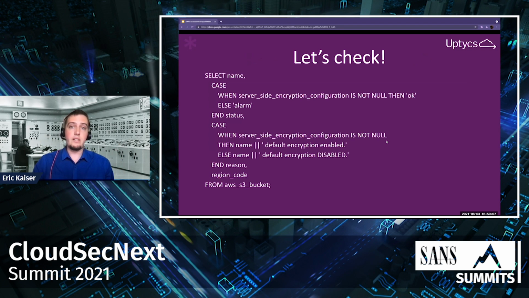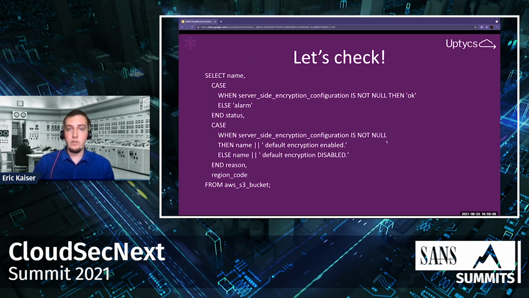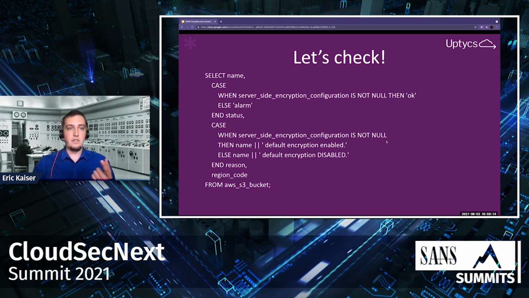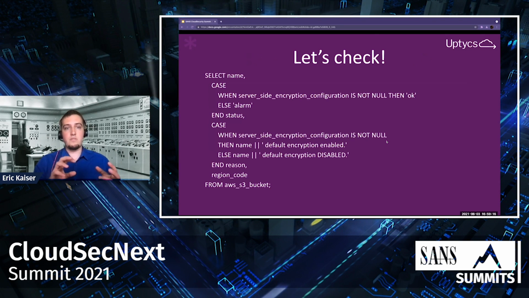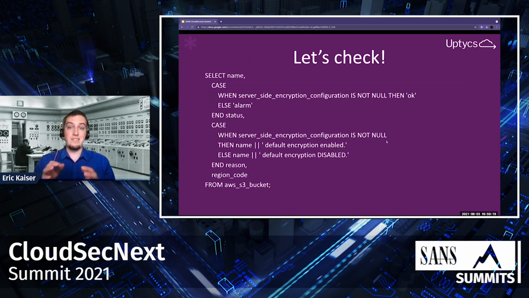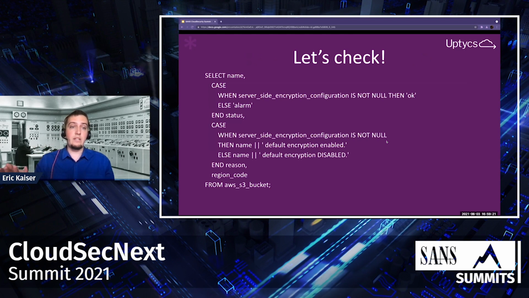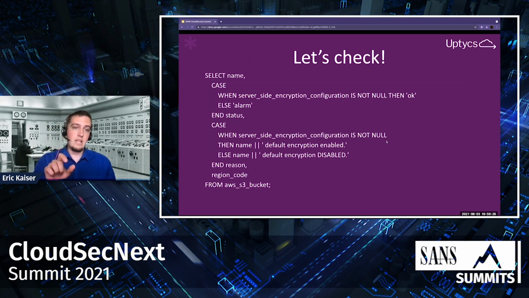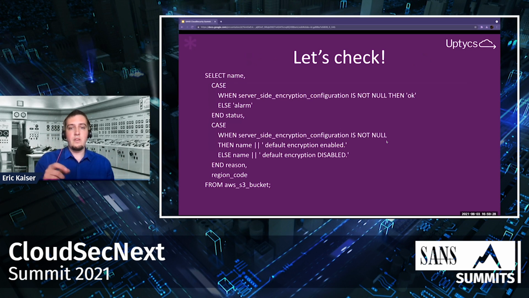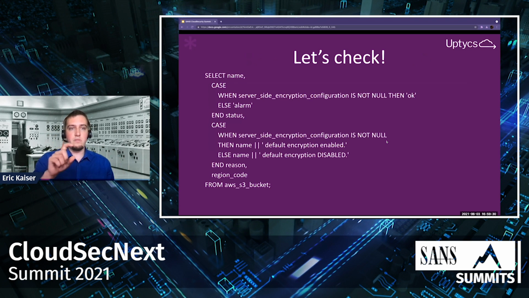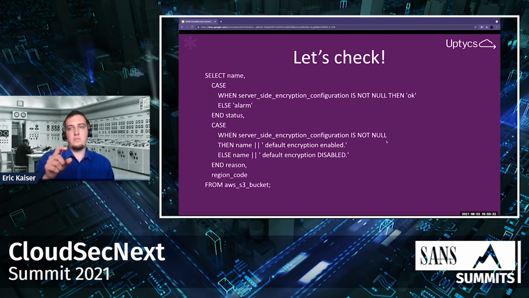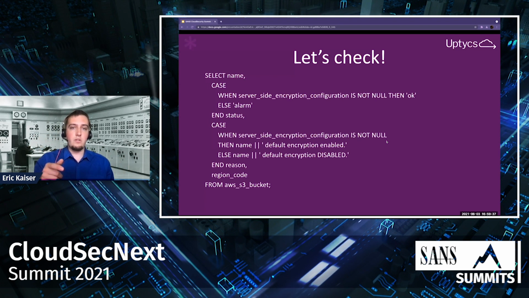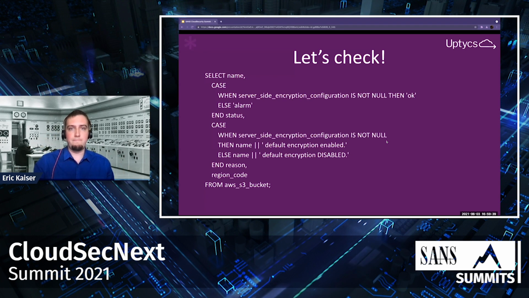So let's check and see. Here's a sample query that you would use in CloudQuery. You're getting the name and then the magic of SQL case. When the server-side encryption configuration is not null, meaning it's set, then great. Otherwise, we're going to raise the alarm. That comes down as a status column. And another case, getting information about the name of the S3 bucket to say it's enabled, it's disabled, we don't know, and the region code from the S3 bucket table.